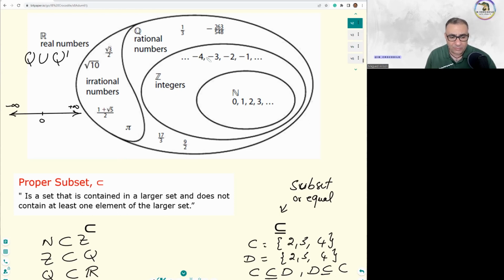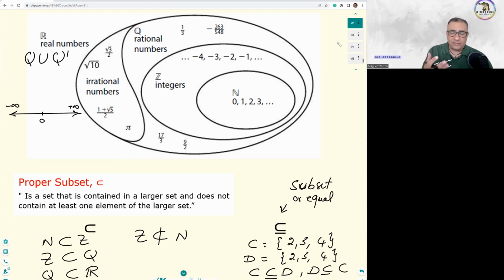Now, how about switching? Like, can I say, for example, Z is a subset of N? Of course not, because Z is larger than N, so we can say it is not a subset. You can just use the same symbol with a slash crossing through it. Okay, so this symbol here is called a proper subset, right? So when the set is contained in a larger one, but at least one element of the larger set is not contained in the smaller set. Okay.